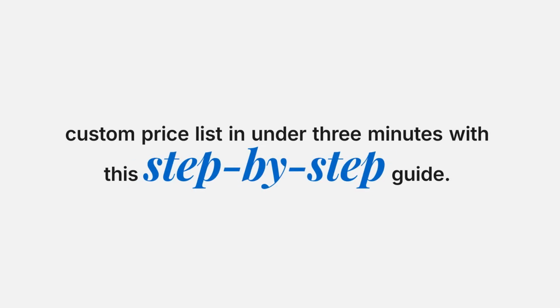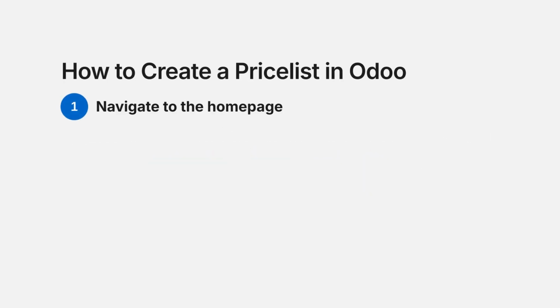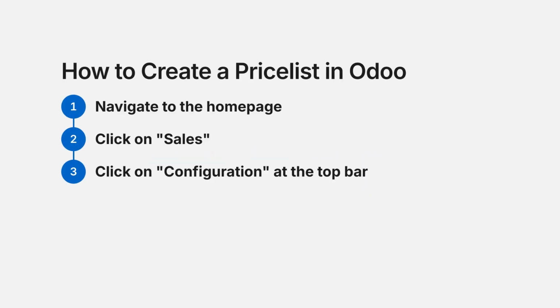Are you tired of editing every quote manually because your Odoo price lists aren't set up? Create a custom price list in under 3 minutes with this step-by-step guide. First, we'll turn on the Pricelists feature in Settings. Then, we'll navigate to Products and create a new price list, adding your pricing rules.